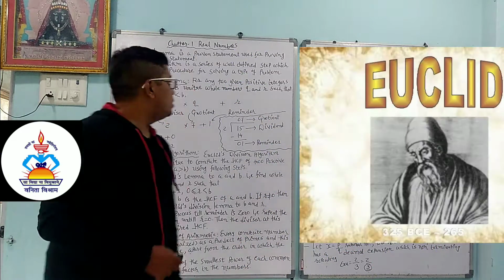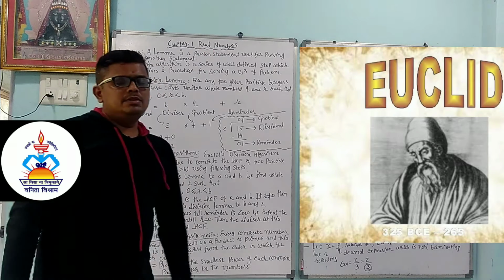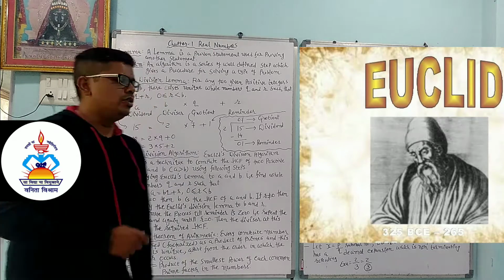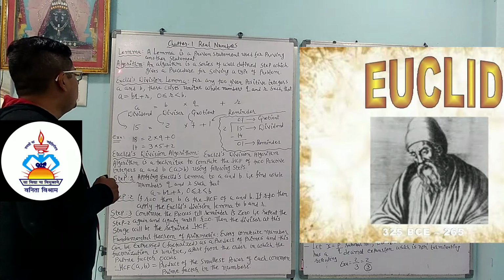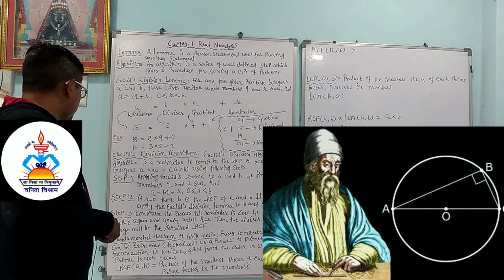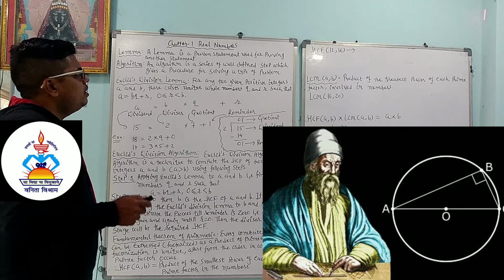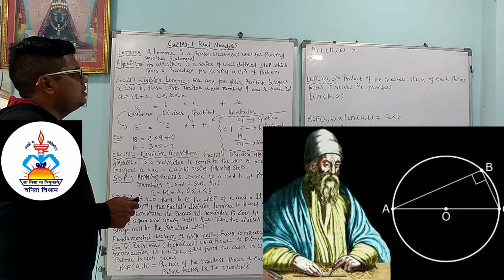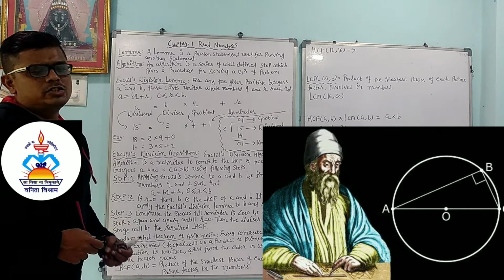Today we will start chapter number 1, real numbers. Dear student, in this topic we are going to learn about the lemma, algorithm, Euclid's division lemma, Euclid's division algorithm, fundamental theorem of arithmetic, HCF, LCM, that is highest common factor, least common multiple, and the irrational number.